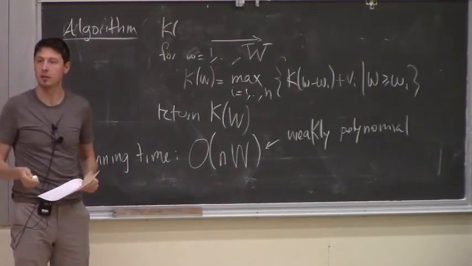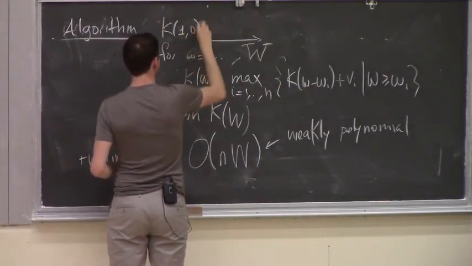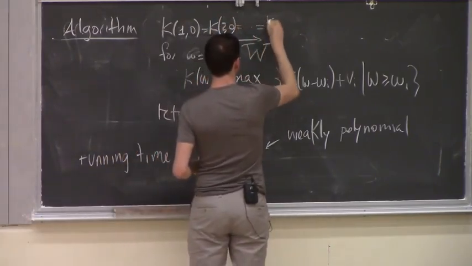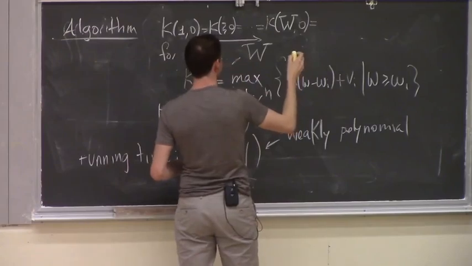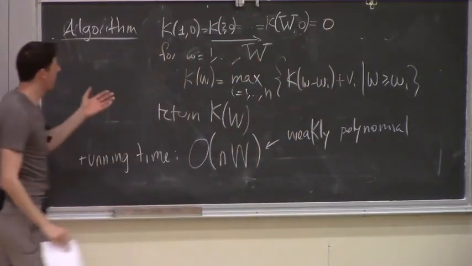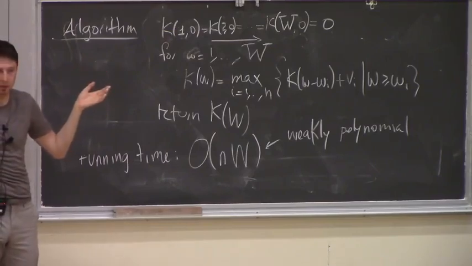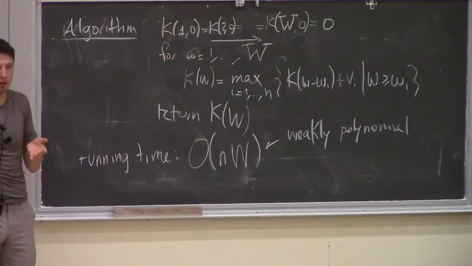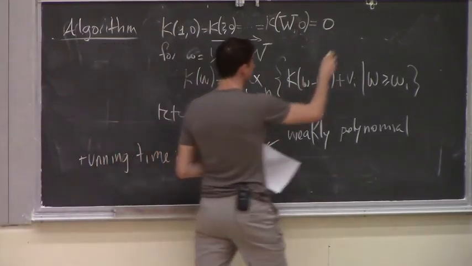J equals 0. When J equals 0, that means K(1,0) equals K(2,0) equals and so on, up to K(capital W, 0) equals what? 0, right? So regardless of your capacity, whether it is 1, 2, 3, up to capital W, if you are not picking any items, it's a 0 prefix, then clearly you can only produce an empty set, and the best you can do is 0.